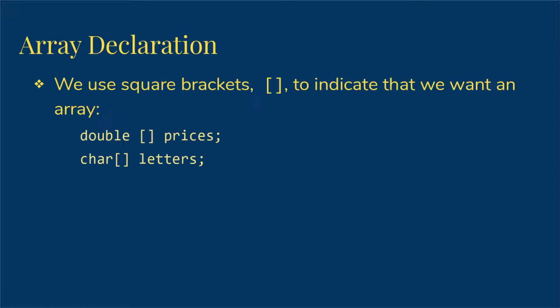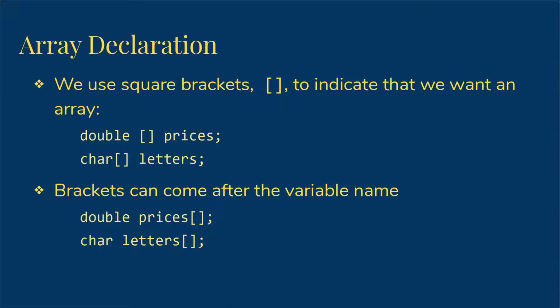But first, let's look at how we declare arrays and how we say something is an array as opposed to a different kind of variable. And what we're going to do there is use square brackets to indicate that we want an array. So here I have double square brackets prices. So prices is an array of doubles. It's going to be a collection of things. Letters, similarly, is going to be a collection of chars.